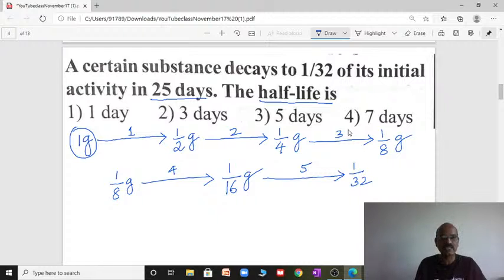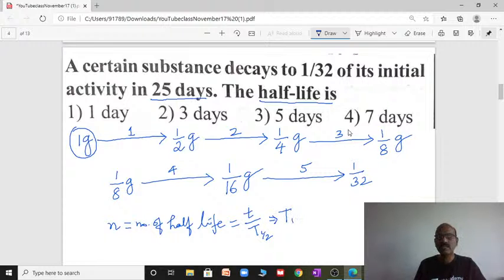We know the formula: n is the number of half-lives, n equals small t, time period, by half-life period. From here we want only the half-life period. Half-life period, capital T, equals t by n. What is the time given here? Time period 25 days. The radioactivity goes on for 25 days.